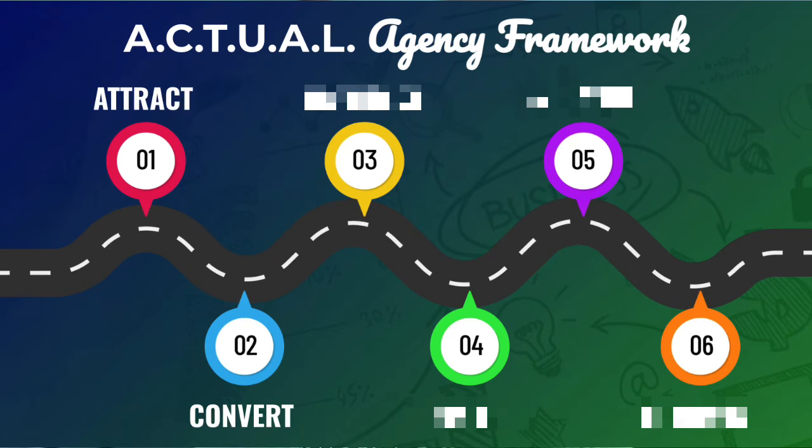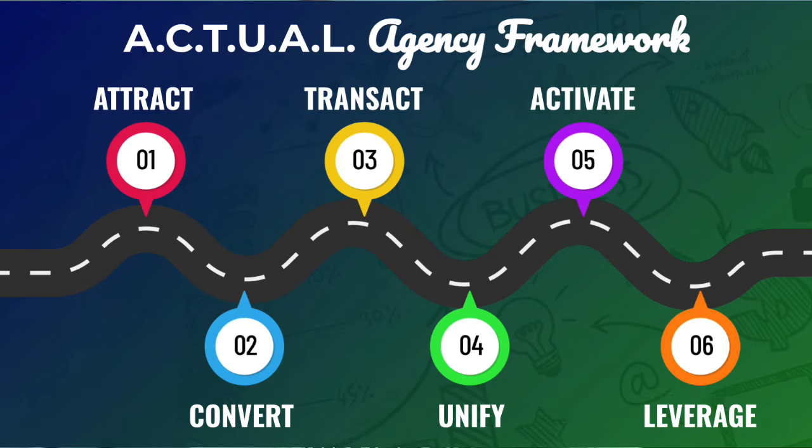The actual agency framework has 6 phases: attract, convert, transact, unify systems, activate delivery, and leverage and optimize. And I'm going to walk you through each step and give you specific and actionable steps that you can implement right now to start building your agency infrastructure.